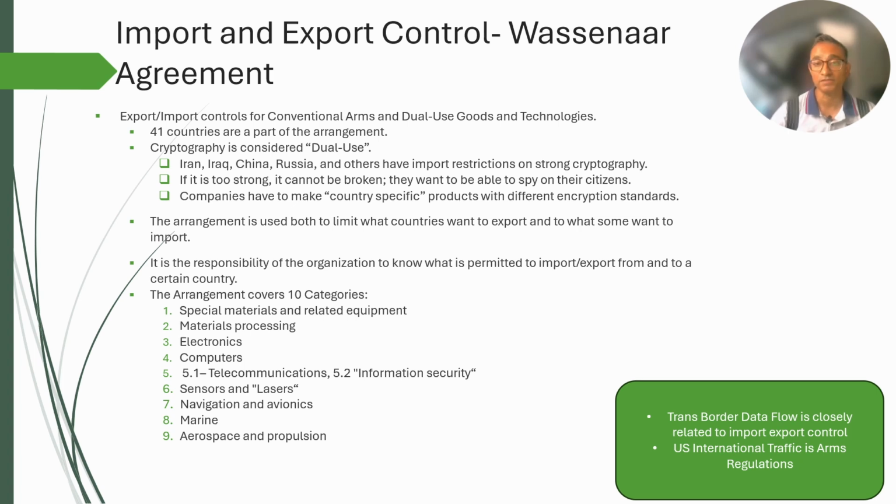What this agreement covers is that trans-border data flow is closely related to import and export control, and the US in particular has the International Traffic in Arms Regulations, which provides capability for the US to not let arms flow in certain regions or in regions of conflict, which may be harmful for civil society.